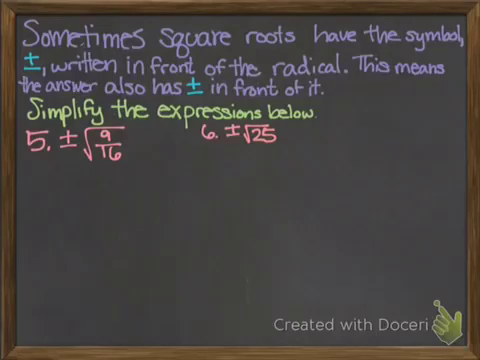So on number 5, our answer is plus minus 3 over 4. And that's because the square root of 9 is 3 and the square root of 16 is 4. With number 6, our answer is plus minus 5. So right here, we're just keeping that plus minus symbol in front.